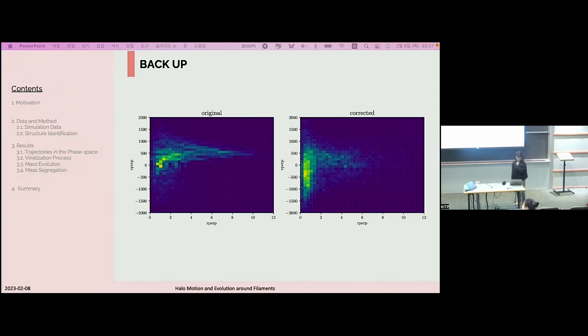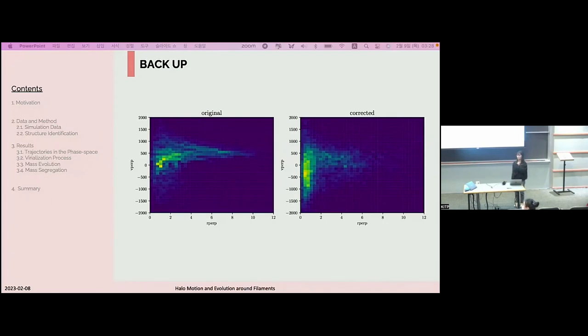Excellent, thank you. Any other, one last? 3D distance. Yeah, we measure the distance in 3D. It's just a 3D distance from the halo to the nearest filament points.